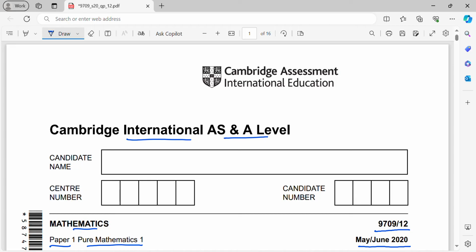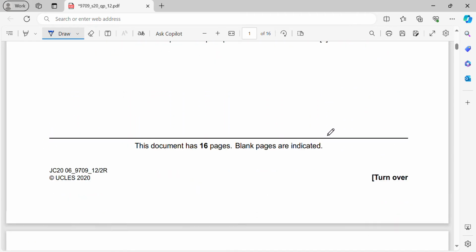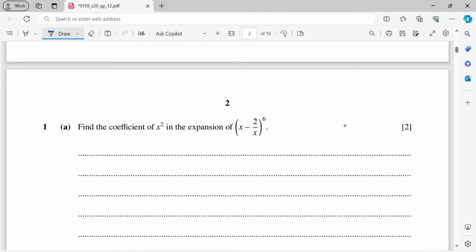Okay, so let's move on to question number 1. 1a, find the coefficient of x squared in this expansion.